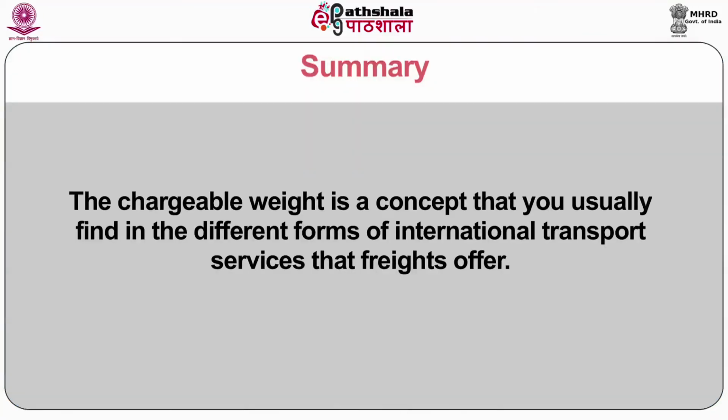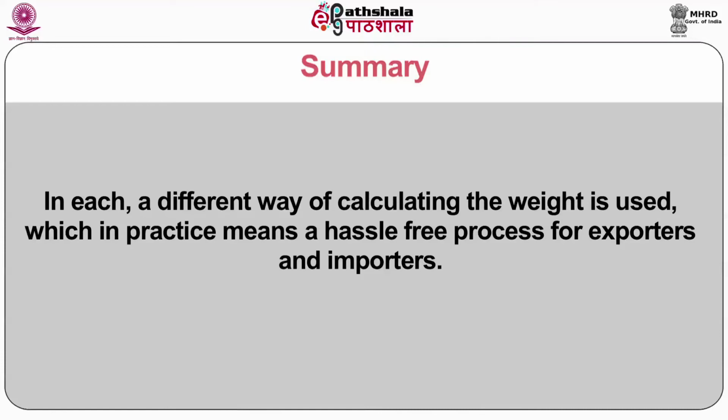The difference in your freight calculation is made between the actual weight and the chargeable weight. The dimensional weight is an equivalent in kilograms of the volume that the merchandise occupies. In a few words, it is a measure of the density of the shipment, which is the space, that is volume, occupied in relation to its weight. The chargeable weight is a concept that you usually find in the different forms of international transport services that freights offer. In each, a different way of calculating the weight is used. The chargeable weight is calculated out of the highest between the gross weight and dimensional weight.